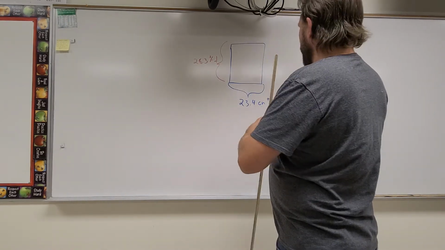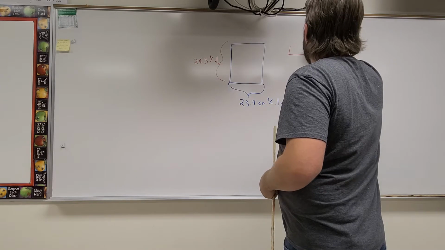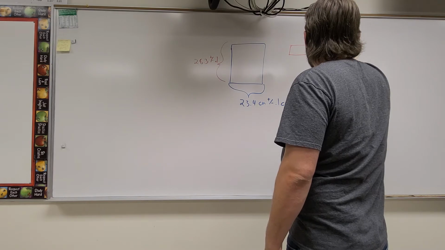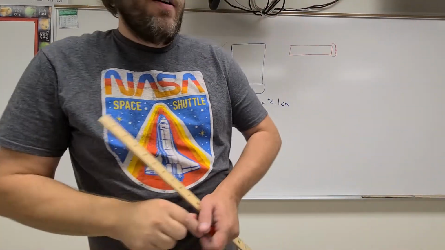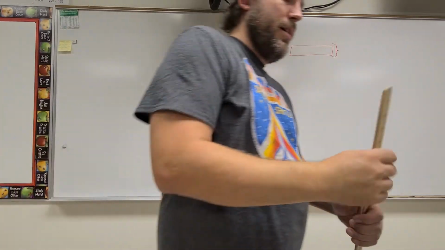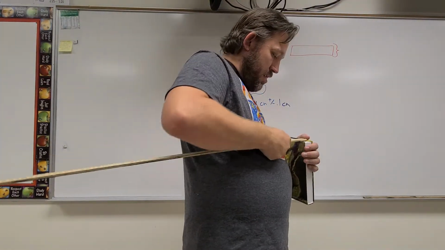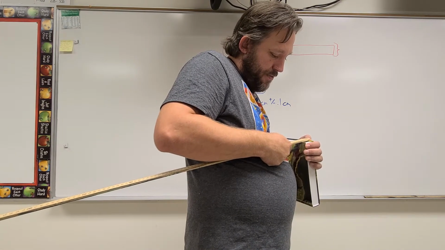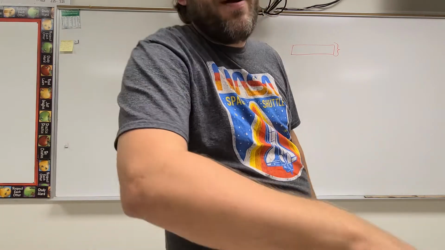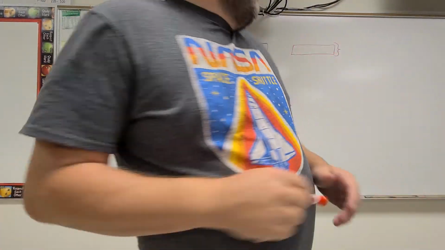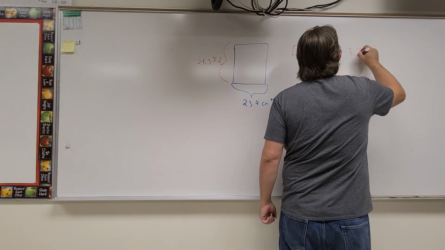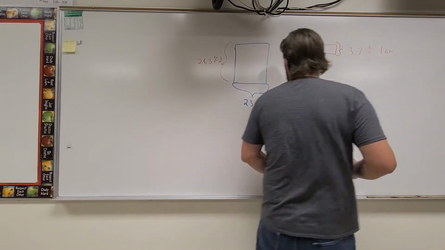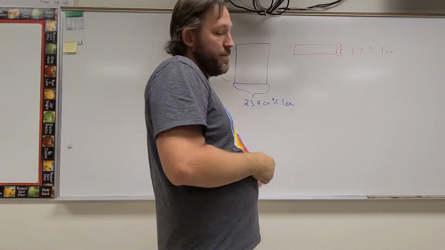Well, I'll redraw it over here. This is an edge-on view right here, right? And the thickness of the book, or the depth of the book, in its third dimension, is approximately, we'll say, 3.7 plus or minus 0.1 centimeters. Okay, cool. So we have our 3 measurements.